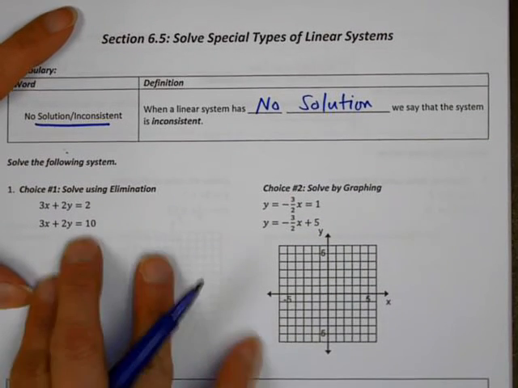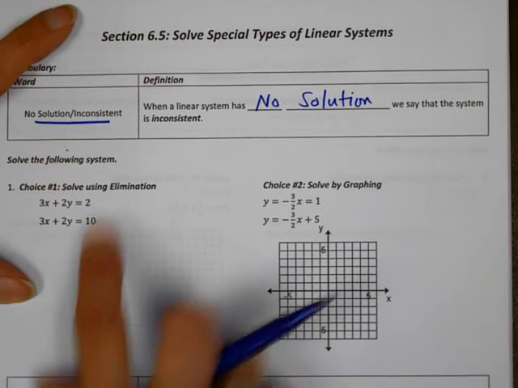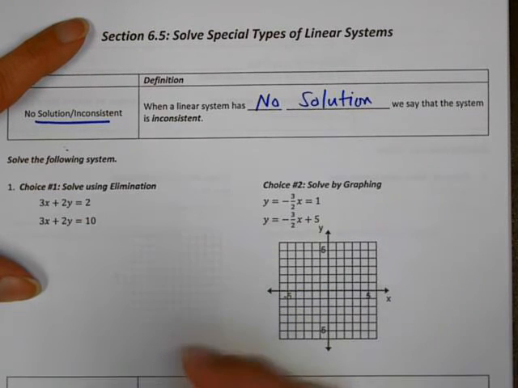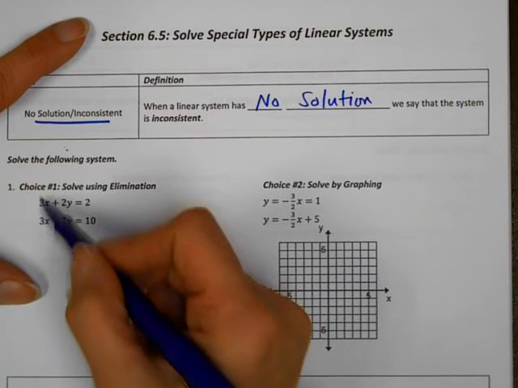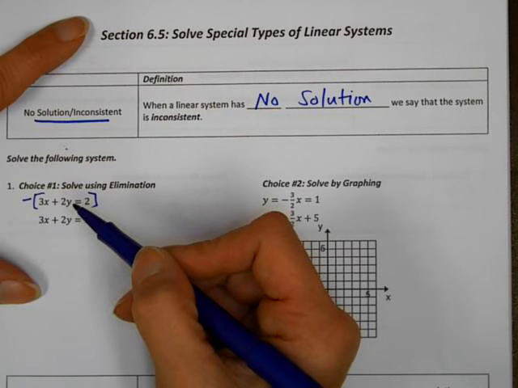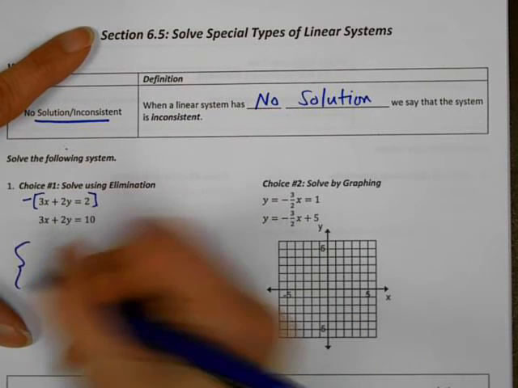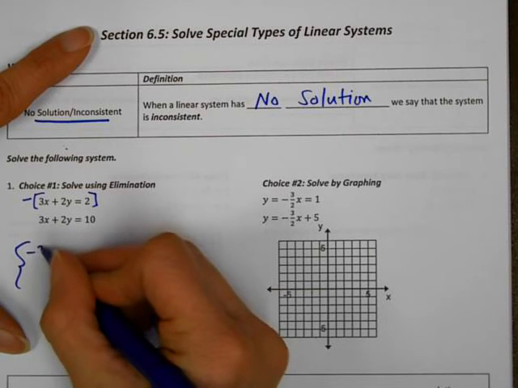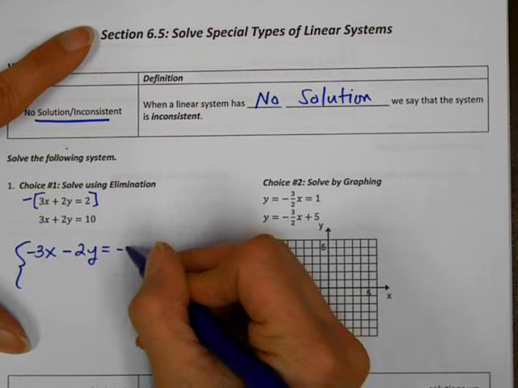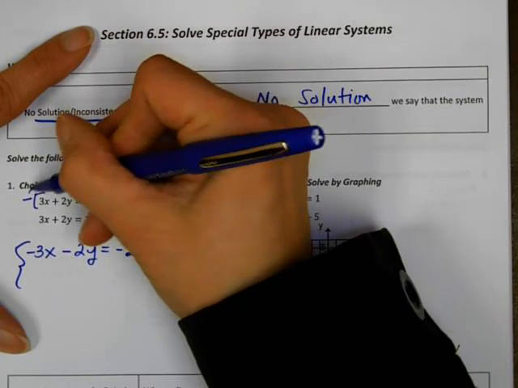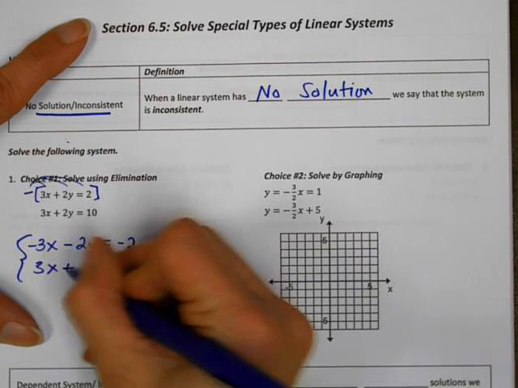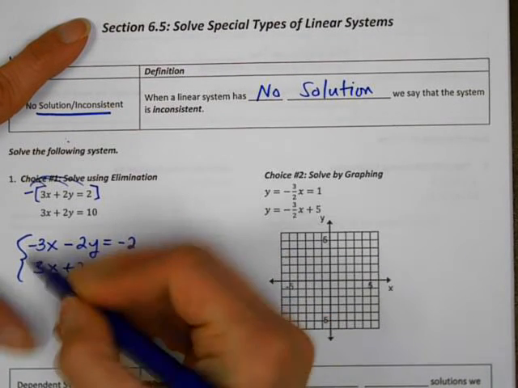Maybe you're solving it algebraically. So here's what it's going to look like. I'm going to try to do elimination on this system. Maybe I'll try to make the x's eliminate, so I'm going to multiply the entire top equation by a negative. My system is now negative 3x minus 2y equals negative 2. Don't forget to distribute the negative to all three terms. The second equation I just left alone, and now I'm ready for elimination.